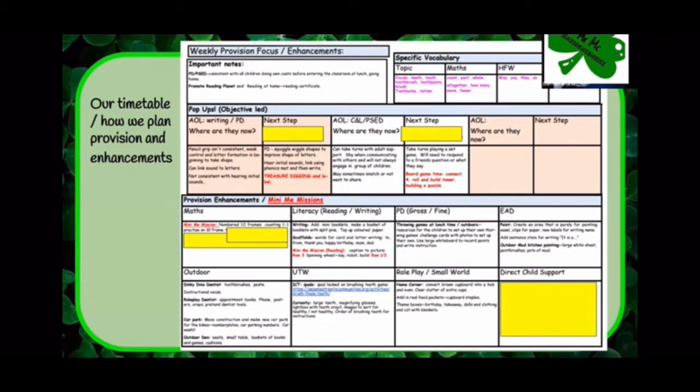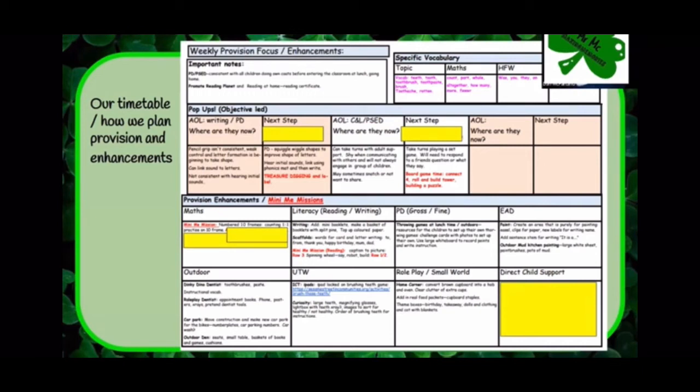But a mini-me mission is an enhancement that we will set up. So that's set up, it's not part of all of our provision, for the children to access independently. Now that will be an activity or a skill that we've already practiced doing along with an adult, or as part of a carpet input.